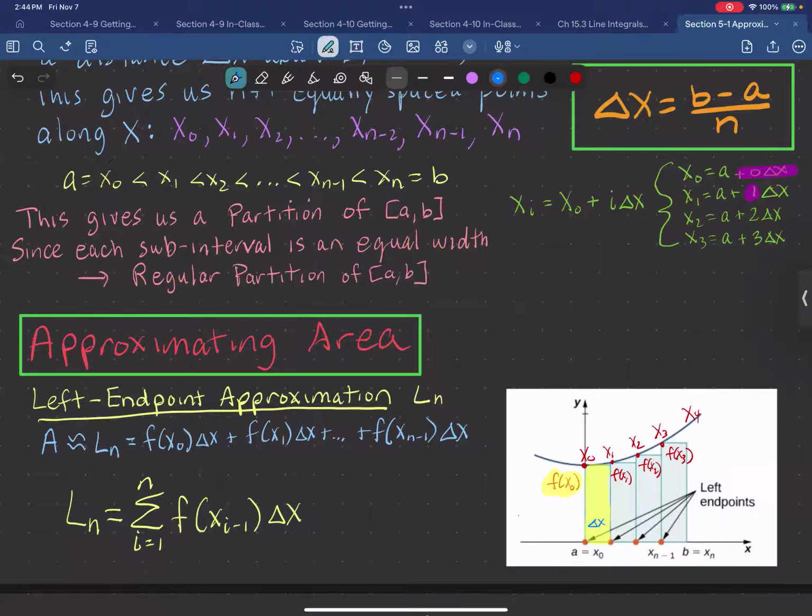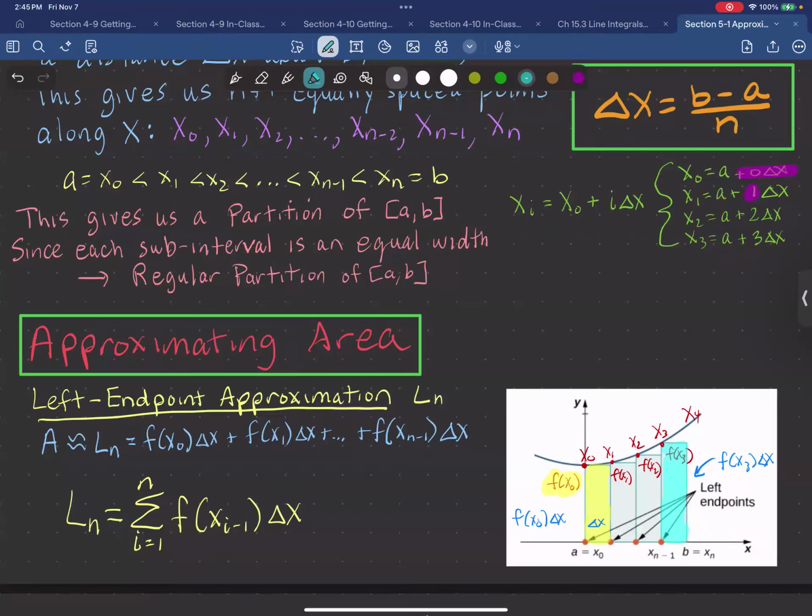So this rectangle would be f of x naught times delta x. This rectangle over here would be f of x3 times delta x. So that's kind of like what we're doing here. And we're doing each rectangle one at a time, by using the left endpoints.